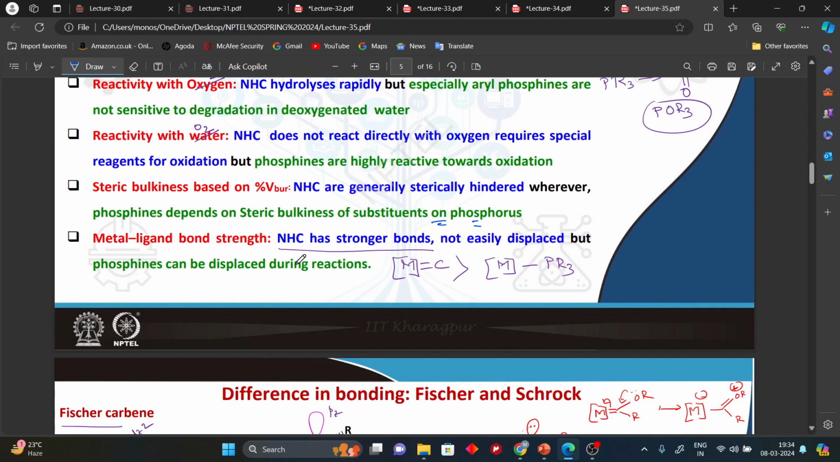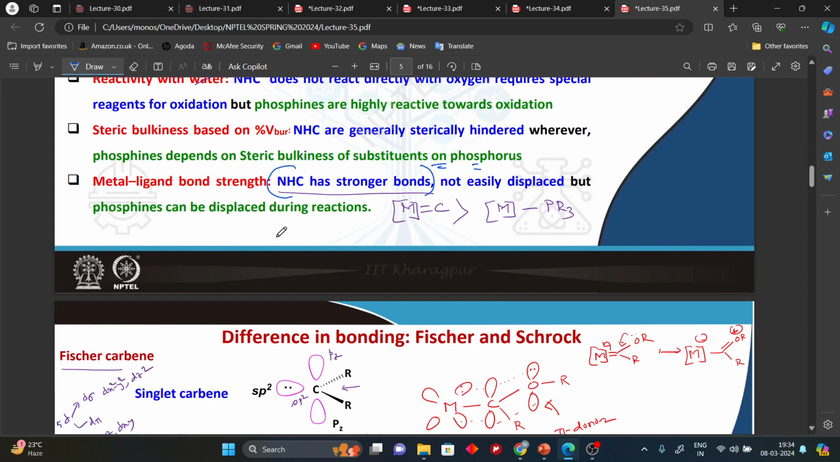Metal carbene bonds can be considered very strong, stronger bonds, and they are not really dismissible, but for phosphine it can be dissociated really easily.